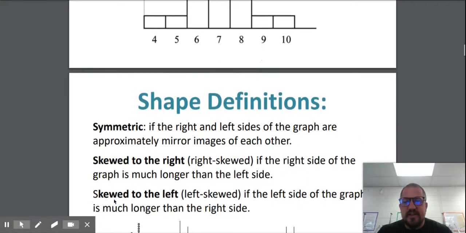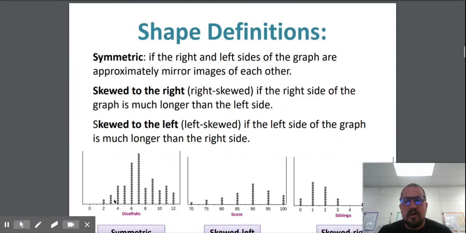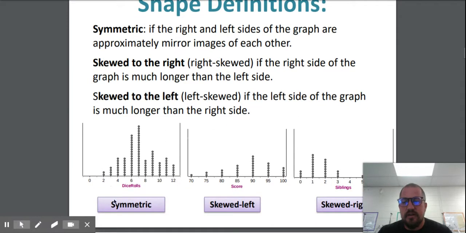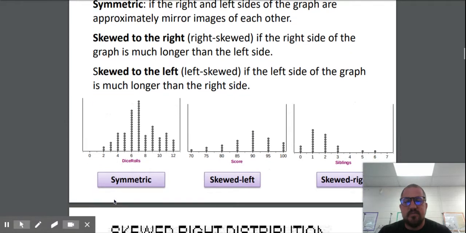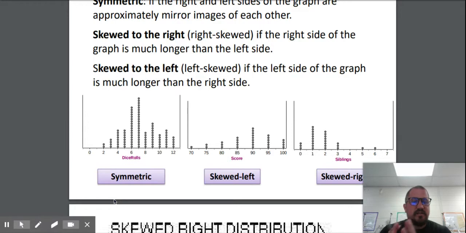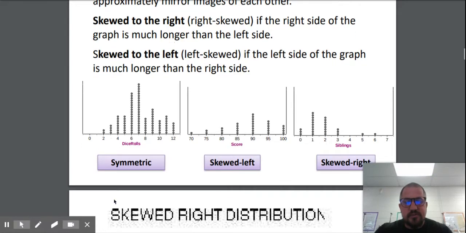Roughly symmetric is if the right and left sides are approximately like mirror images of each other. Skewed to the right means that there is a tail to the right. It's much longer on the right side. So it means a lot of your data is on the left and you have a tail going off to the right. Skewed to the left means that there is a long tail over there to the left. So you see a picture of each one. You may want to go ahead and put that in your notes so that you can see roughly symmetric, skewed left, or skewed right. And that's how you're going to describe the shape of a distribution.